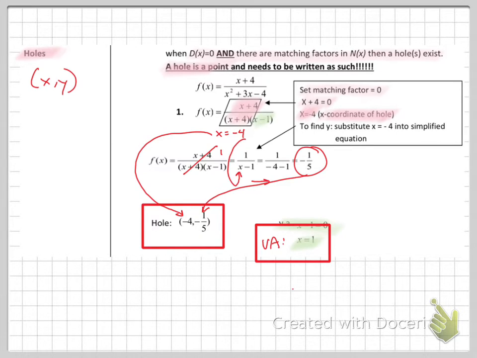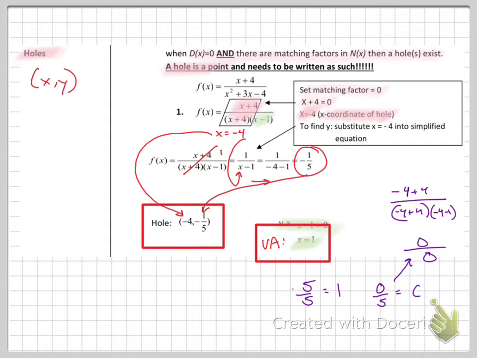Really quick, for those of you that are interested, the reason it gives you a hole, by the way, is because, for example, if we plug -4 into this, it'd be -4 plus 4 over -4 plus 4, -4 minus 1, right? -4 plus 4 is 0. The bottom's going to become 0, and you get 0 over 0. Things freak out when you have 0 over 0. What's 5 over 5? Well, 5 over 5 is 1. Well, what's 0 over 5? Well, 0 over 5 is 0.